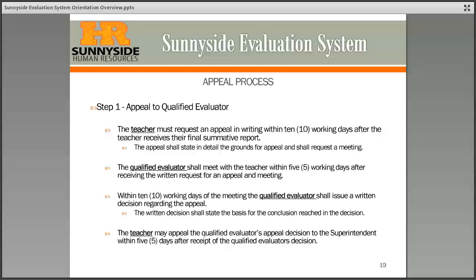The qualified evaluator shall meet with the teacher within 5 working days after they have received the request for appeal. They then have 10 working days after this meeting to issue a written decision regarding the appeal. The written decision shall state in detail the basis for the conclusion they reached. The teacher may appeal the qualified evaluator's decision to the superintendent within 5 working days after receipt of the qualified evaluator's decision. This is step 2 of the process.